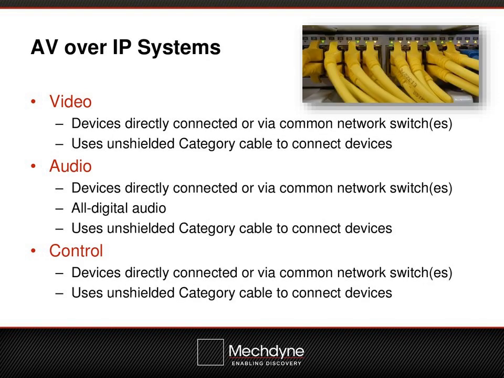Now let's talk about AV over IP. In this case, the devices can either be connected directly to one another, or they can be connected to a common network switch. So again, these are readily available network switches. In many cases, it can use an unshielded category cable. Traditional gigabit-based network can use a Cat6 cable. It's unshielded, and it runs gigabit network just fine.